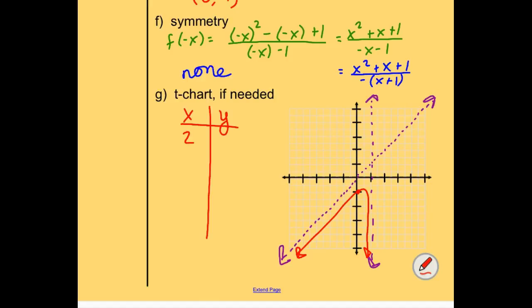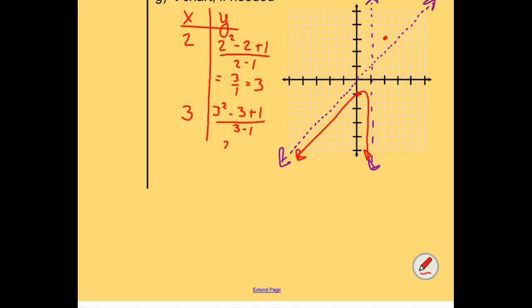So I'm going to substitute 2 in for x. So I get 2 squared minus 2 plus 1 in the numerator, all over 2 minus 1 in the denominator. That gives me 3 over 1, or 3. So I'm going to plot the point (2, 3). And I'm going to substitute 3 in as well, see what happens there. So I get 3 squared minus 3 plus 1 in the numerator, all over 3 minus 1 in the denominator. That gives me 7 over 2, or about 3.5.